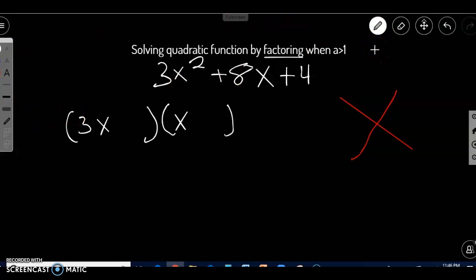But this time around, what we are going to do is take our 4 here, which is the C part, and put it here. And the two numbers that we multiply to get 4 are 1 and 4, and 2 and 2. And then we have the middle part here, which is the 8x. So when the coefficient is greater than 1, we cannot write only the 8. We have to write the 8x here.